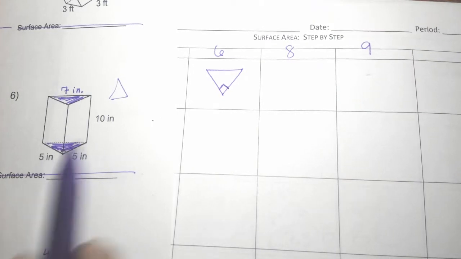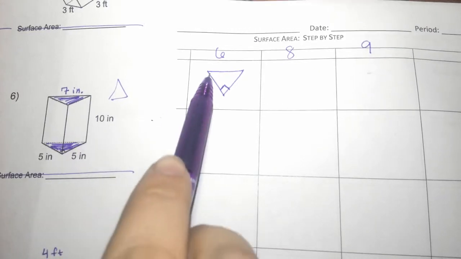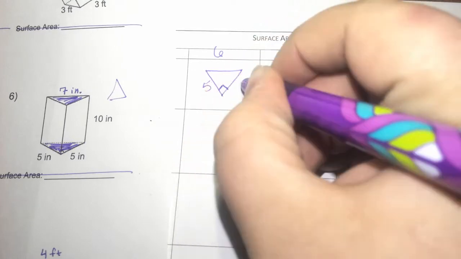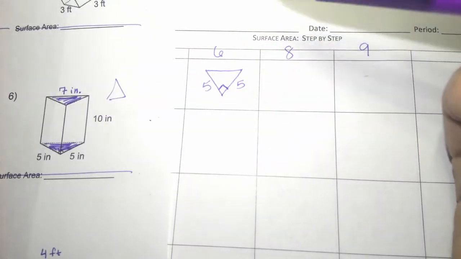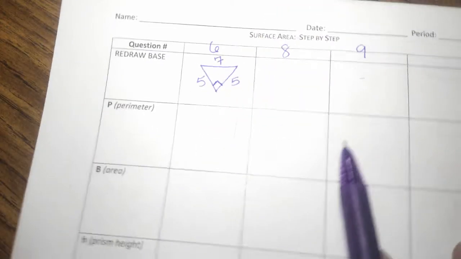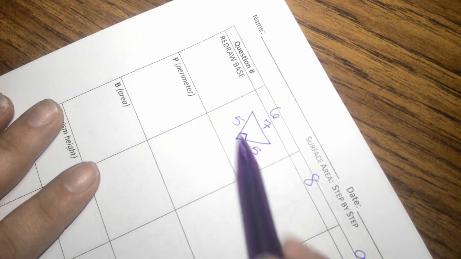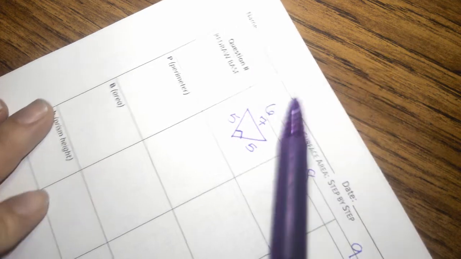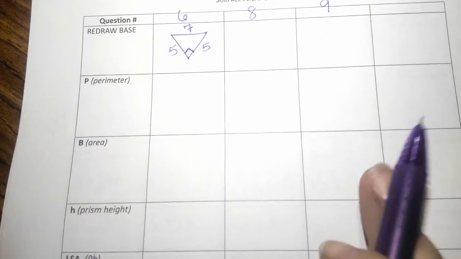Now we'll label the triangle edges as best as we can to be accurate. So the slanted sides of the triangle are both 5. And the horizontal side is 7. Since this is a right triangle, hopefully you can see 5 and 5 are the legs, and about 7 is the hypotenuse. It's not really equal to 7, but that's okay.